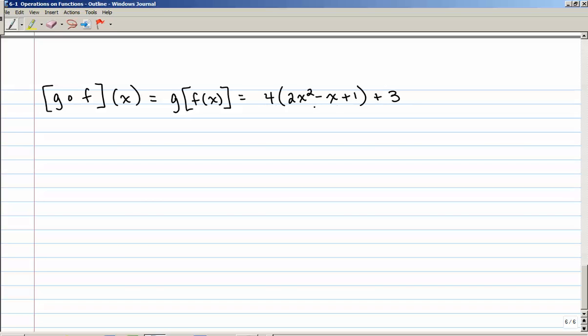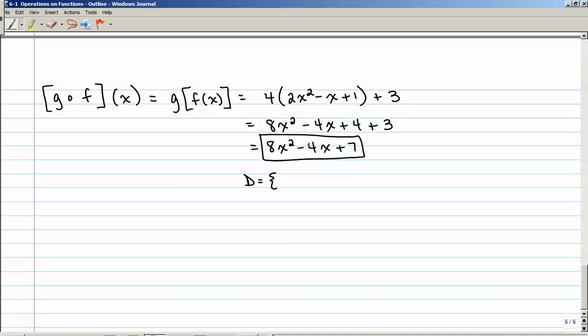So this is basically 4x plus 3. So 8x squared minus 4x plus 4 plus 3, or 8x squared minus 4x plus 7. So that's g of f of x. My domain, because this is a parabola, a quadratic, is going to be all real numbers. And my range, since this is a parabola that's going to be opening up, I'm going to have to find my minimum value of y for that.